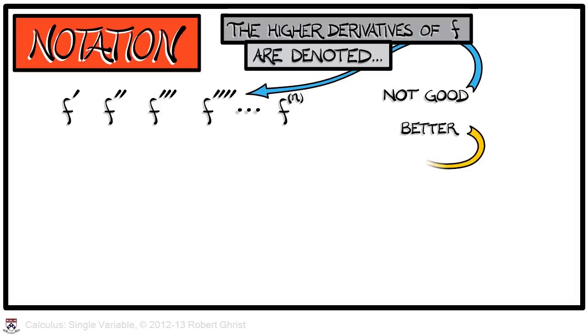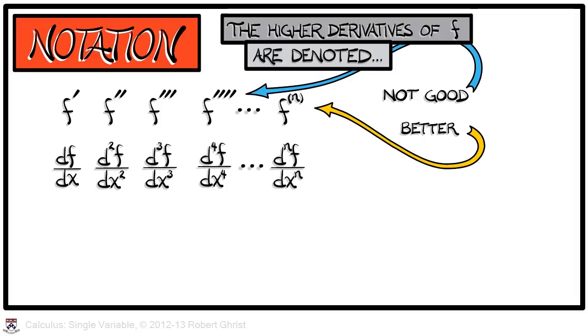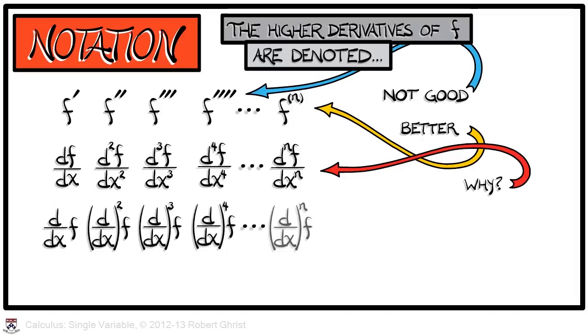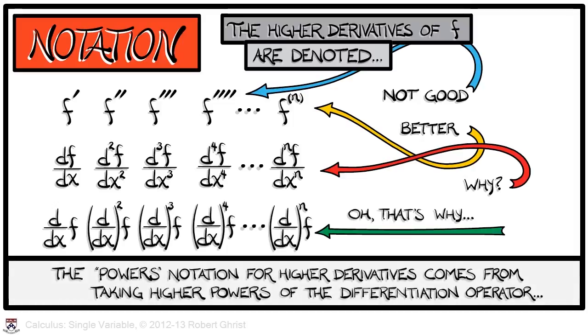A bit better notation would be that which we used for Taylor series, denoting the nth derivative of f using a superscript n in parentheses. Better still is the notation df dx, d squared f dx squared, d cubed f dx cubed, etc. But this leads to the question, why is that notation used? Why is the second derivative not df squared, dx squared? Of course, the reason is that we're taking powers of the differentiation operator, d by dx.